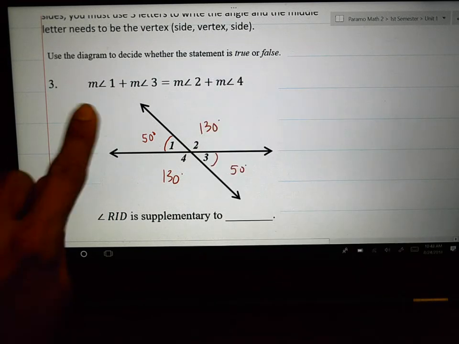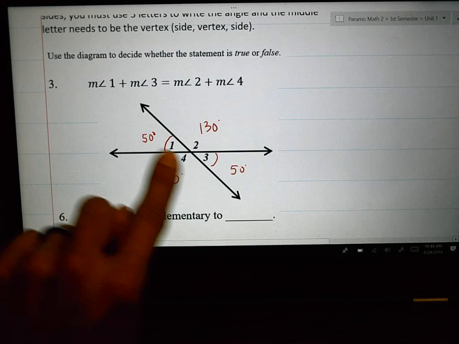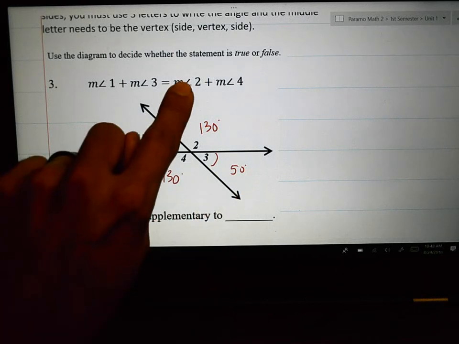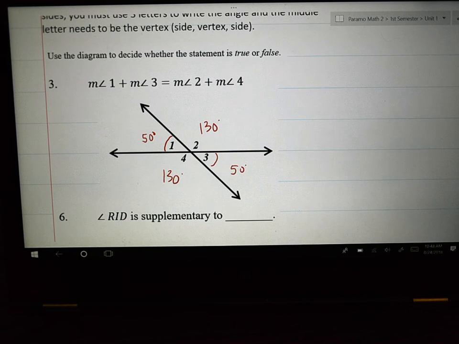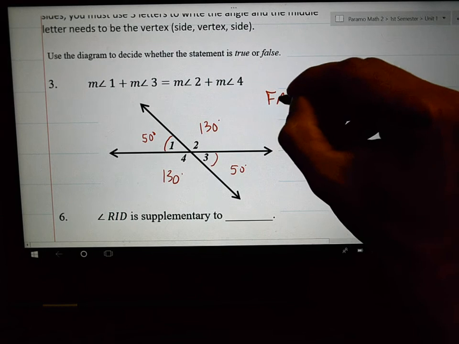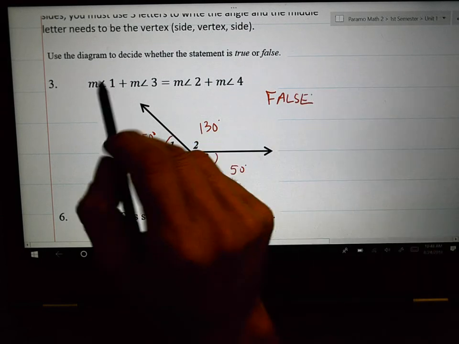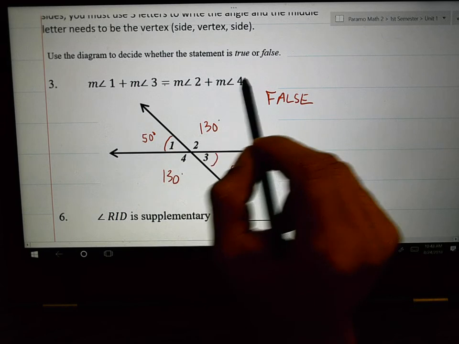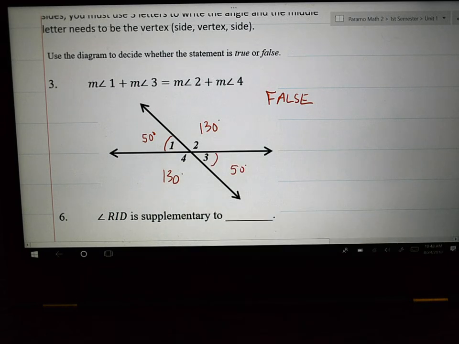Now let's look at this. Angle 1 plus angle 3. How much does that make? Angle 2 plus angle 4. How much does that make? So, is this true or is this false now that we've plugged in some numbers? What do you say it's going to be? False. The sum of these two numbers does not equal the sum of those two numbers.